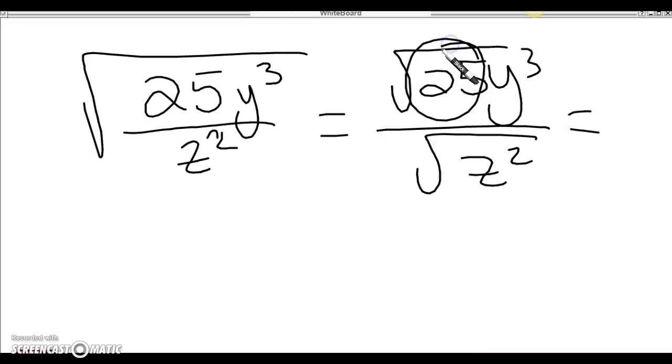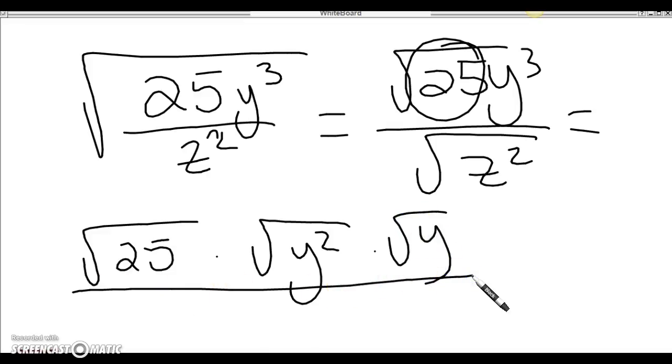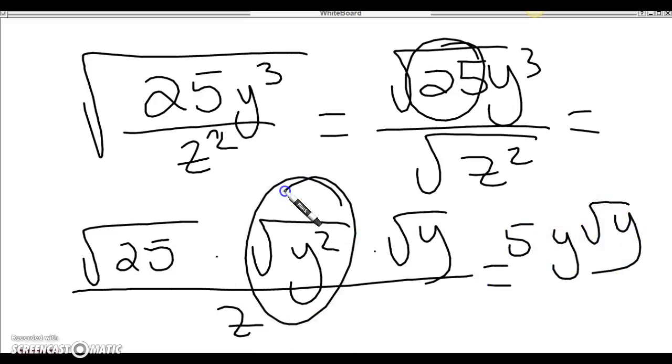I can take the square root of 25. So I have the square root of 25. And I'm going to break down this y cubed to the square root of y squared times the square root of y. And the square root of z squared is just z. So I get 5y square root of y, because I took the square root of y squared, over z. I hope this helps.